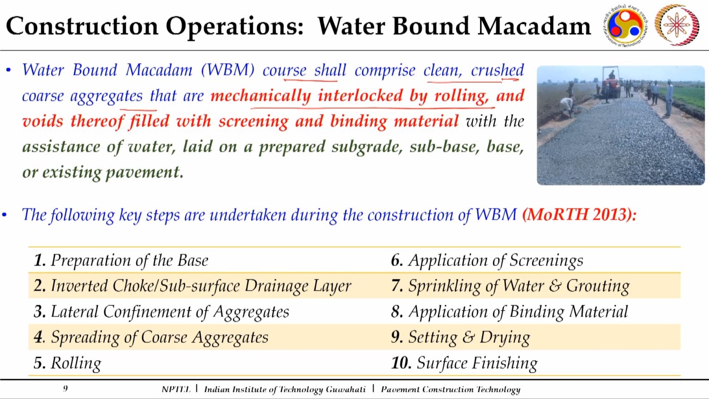Thereafter, you apply the screening material or the binding material, application of water is there, simultaneously rolling is there. So, that fills up the voids with screening materials and binding materials and gives you the desired water-bound macadam surface. So, it says the water-bound macadam course shall comprise clean crushed coarse aggregates that are mechanically interlocked by rolling and voids thereof filled with, and the voids in these coarse aggregates will be filled with what? By screening and binding materials with the assistance of water. That you will require, water you will require, laid on a prepared subgrade.